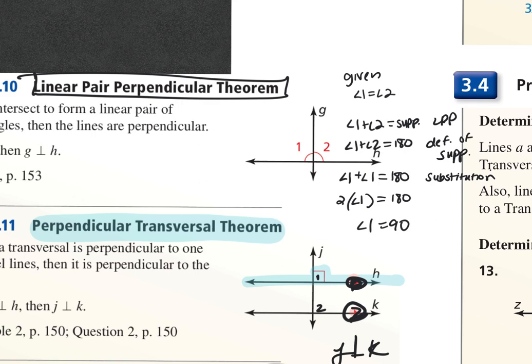So you can get there a long way and say that they're equal. Then they'd have to add up to 180 and be the same, which means they're 90, and if they're 90, then they're perpendicular. That would be one more step. Or you could go from start to finish and say linear pair perpendicular theorem, which is not going to be a one-step proof, okay?